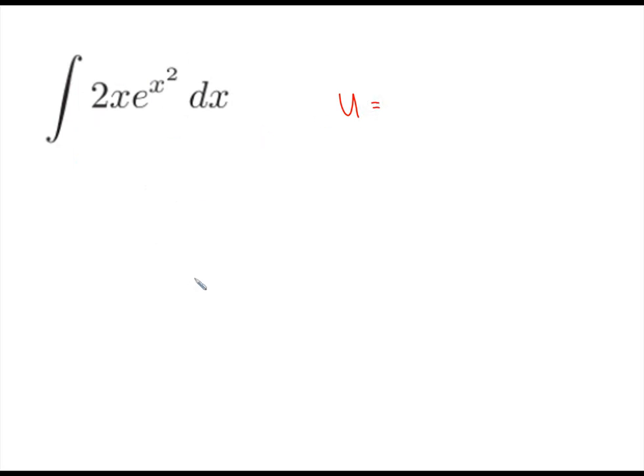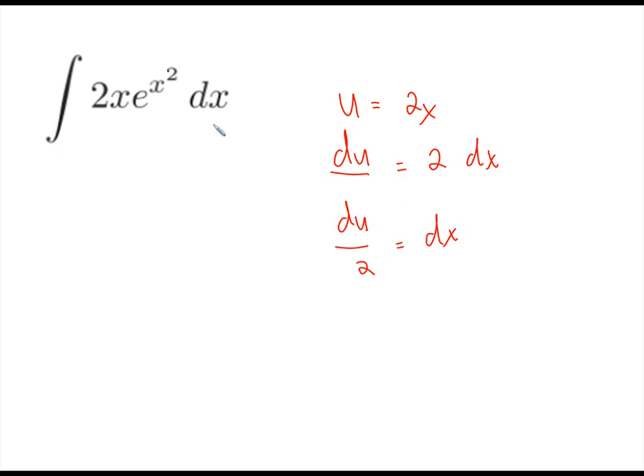U-substitution, so you have to decide what should I make my u, okay? Now, like I said before, if you're not sure, just try something. Let's say, for example, here, I want to make the u 2x. What would happen? If I make the u 2x and I take the derivative of both sides, I would get du equal to 2 dx. So du over 2 would equal dx.